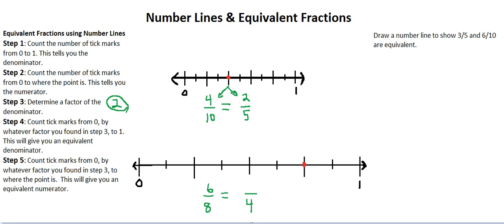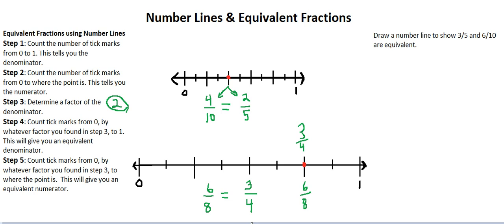1, 2, 3. So this is 3/4 or 6/8. Those are equivalent. All right, so now we're going to come over here. I'm going to draw a number line to show that 3/5 and 6/10 are equivalent.